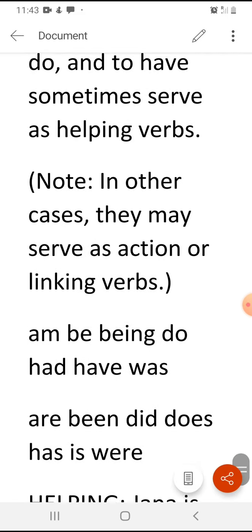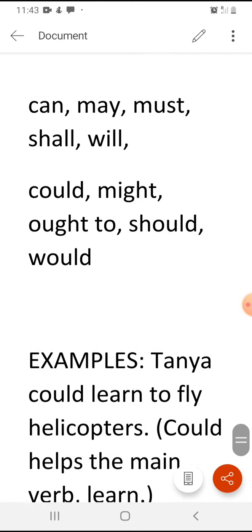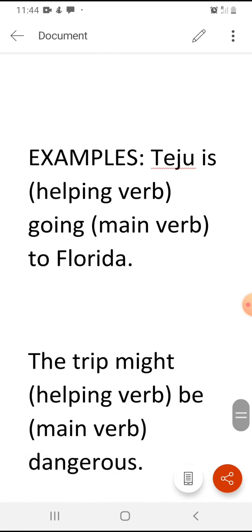This is all about the verbs and their different types.